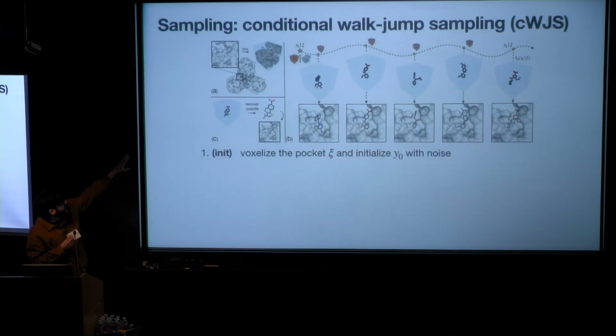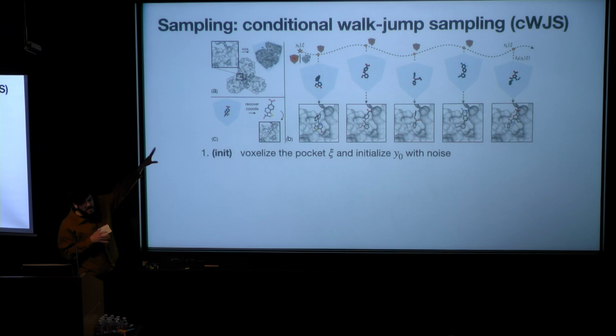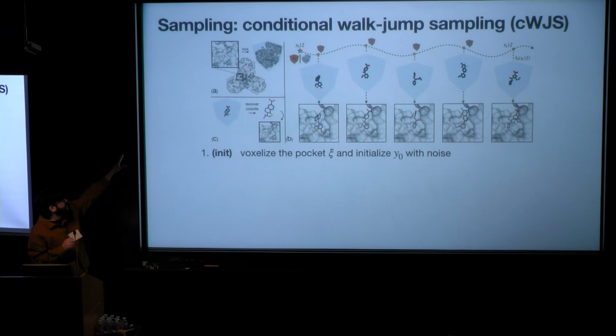So we start with an initial protein target. Let's say some biologist or chemist comes to us and says, hey, this protein is important for this disease. We need to find some molecules that will bind to it so that we can switch the cell from the disease state to the healthy state. And the way we do it is we start with this protein, we voxelize it, then we initialize our chain with noise, let's say Y0 here.